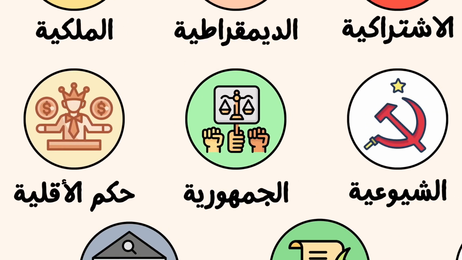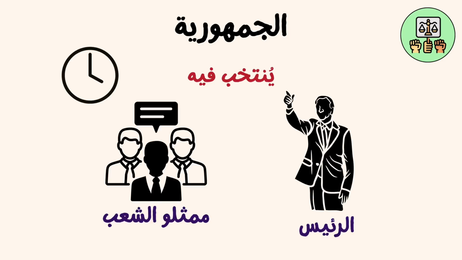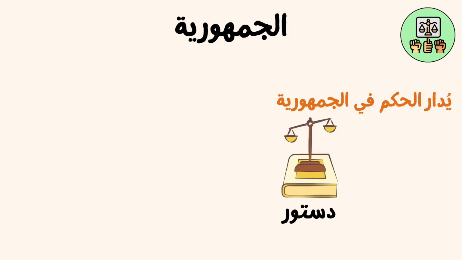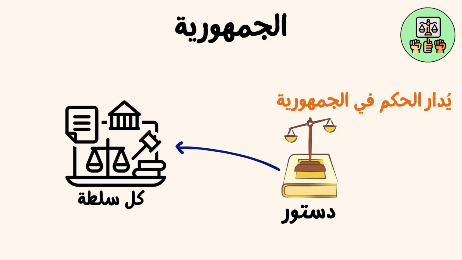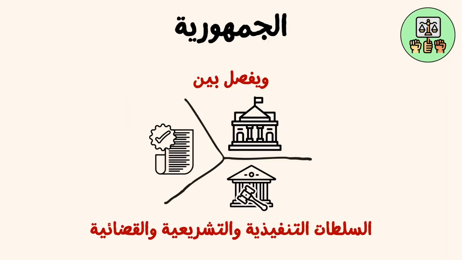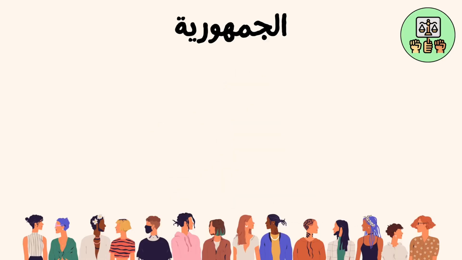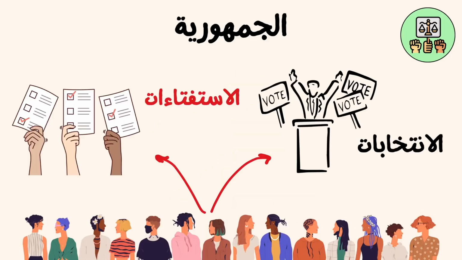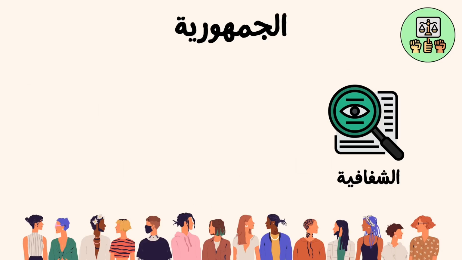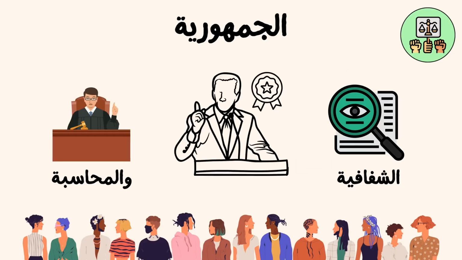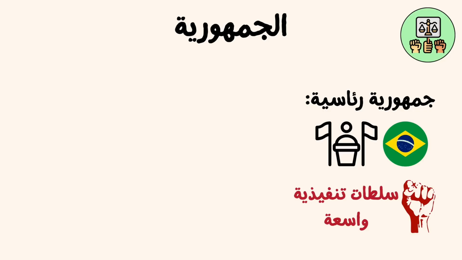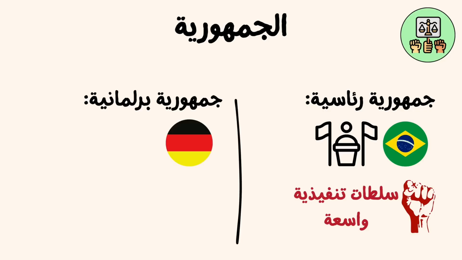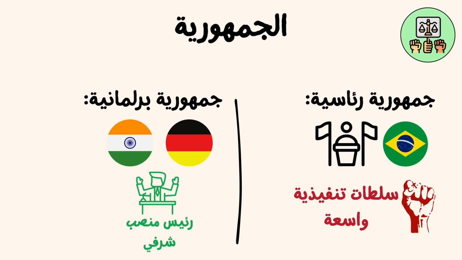Republic is a political system in which the president and representatives are elected for specific terms. Governance in a republic operates under a constitution that defines the powers of each branch and separates the executive, legislative, and judicial authorities. Citizens participate in decision-making through elections and sometimes referendums. Transparency and accountability are expected to ensure fair rule. There are presidential republics like Brazil, where the president holds broad executive powers, and parliamentary republics like Germany and India, where the president is symbolic and the prime minister leads the government.